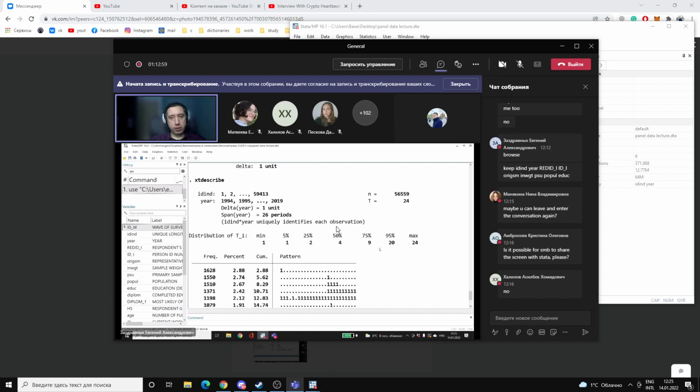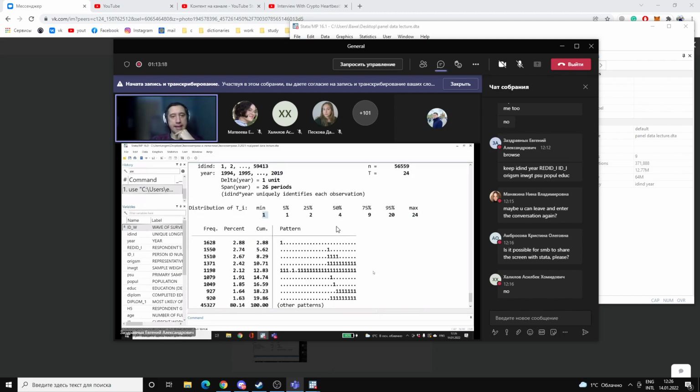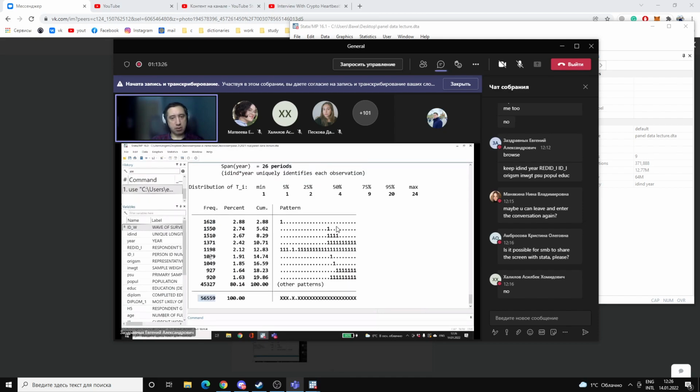Well, we see the distribution of T, it is the distribution of time. For example, we see that the maximum number of periods we observe the same person is 24. The minimum number of periods we observe the same person is 1. And in this table, we can count how many persons. In total, we have almost 60,000 persons, and we can count how many persons we observe in the first period only. In 1994, we observe just 3% of our sample.